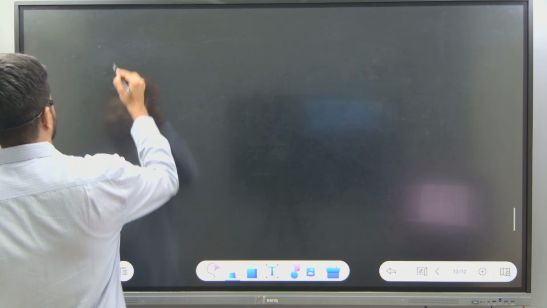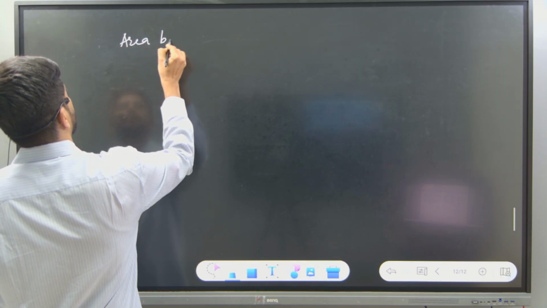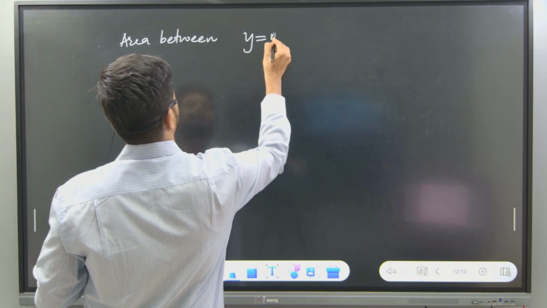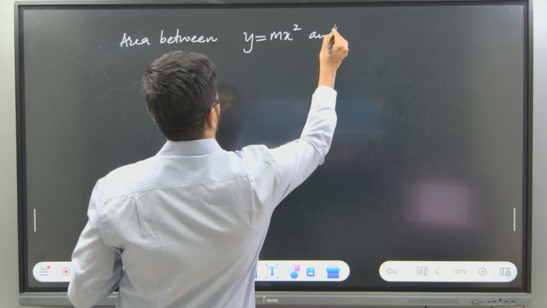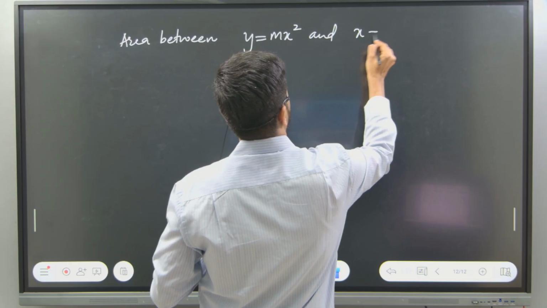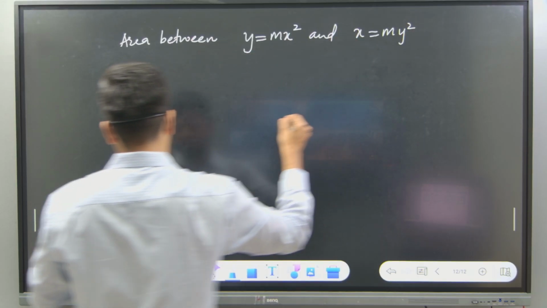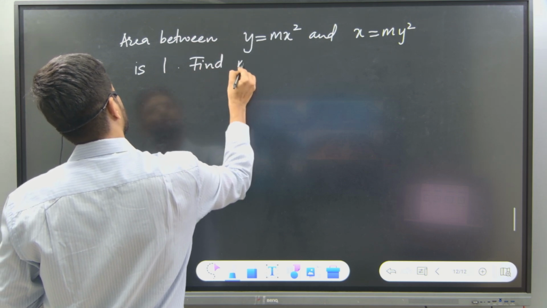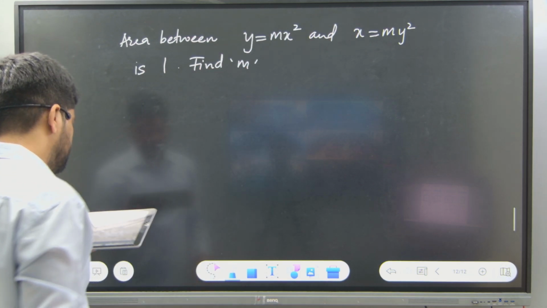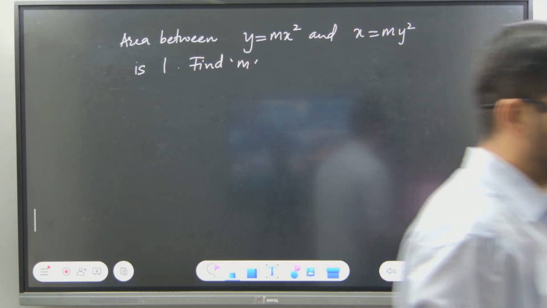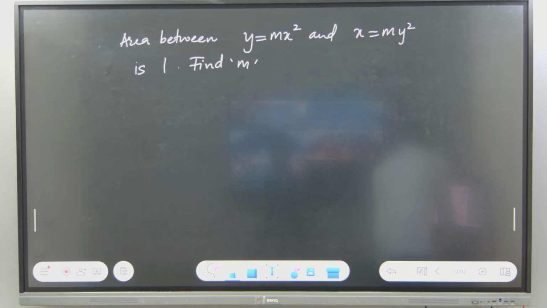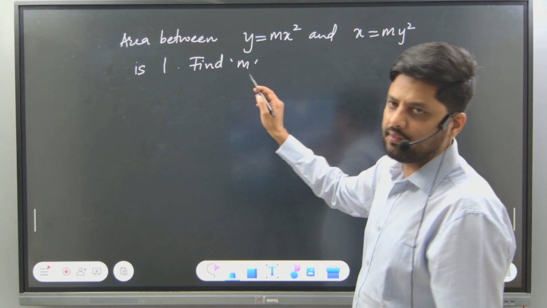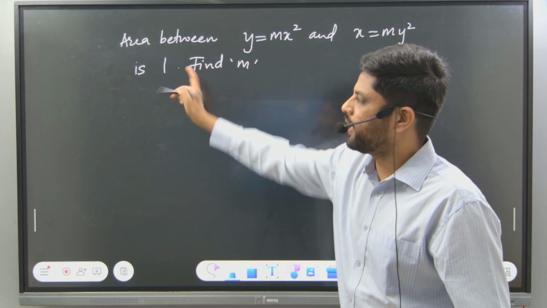It is told that the area between y is equal to mx square and x is equal to my square is 1. Find the value of m. Same question, but slightly changed. The concept is same. Find out A, find out B, substitute in the formula and equate it to what?